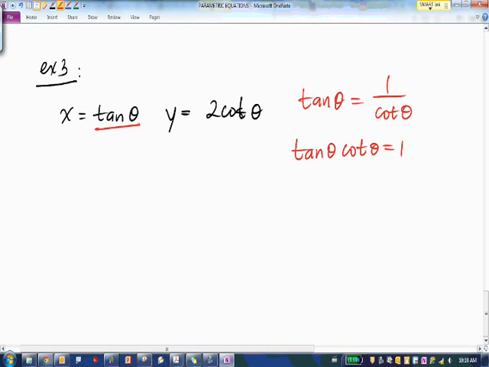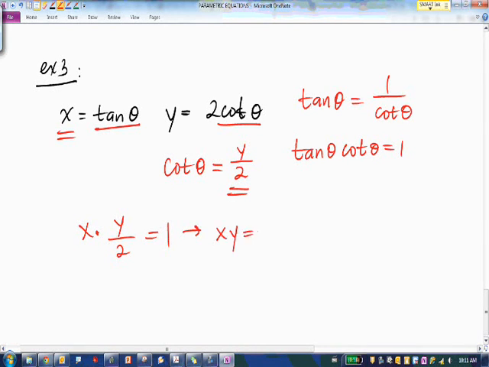So I just need to solve for tan theta there and cotangent theta there, but it's not difficult because tan theta is already solved for, and you can show here the cotangent theta is y over 2. So if I multiply this together with this, so x times y over 2, that should just give me 1. And you can rewrite it as xy equals 2, or if you want, you can write it even as y is equal to 2 over x. Okay. Are there domain issues? Well, I'll let you think about that.